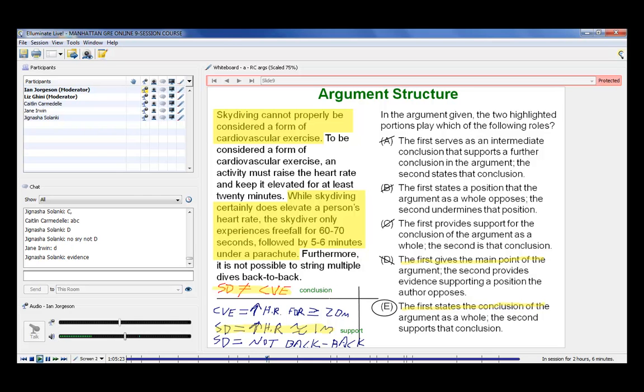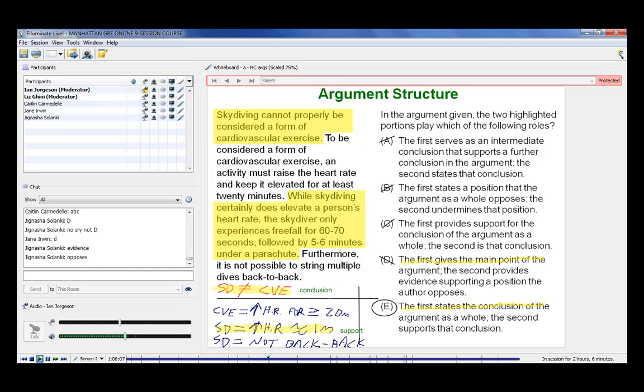Maybe the word evidence, but evidence is fine. I guess what I was getting at is what makes D wrong comes at the very end. The second provides evidence supporting the conclusion. That's correct. But supporting a position the author opposes, it's really not until the last two words that we get to the reason why D is wrong. So lots of times people only partially read these answers. They see stuff they like at the beginning of an answer and they go with it. Lots of times they will bury something that makes an answer wrong all the way at the end of the answer. You got to read not just every answer, but every word in every answer. You got to make sure that you've got it figured out.